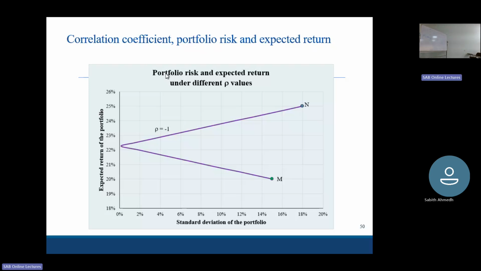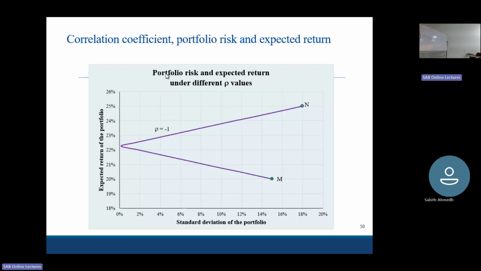Now if you look at this diagram, you can see what happens at this point. Portfolio standard deviation is 0. Portfolio risk is 0. Portfolio expected return is something like 22.320, but the portfolio standard deviation is 0. So that is the point.